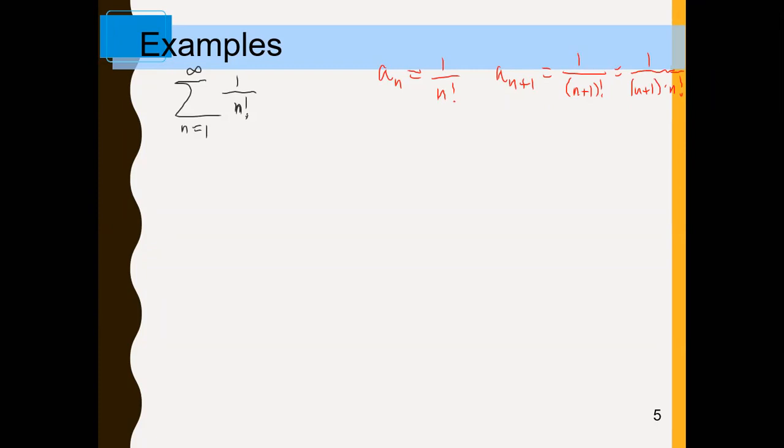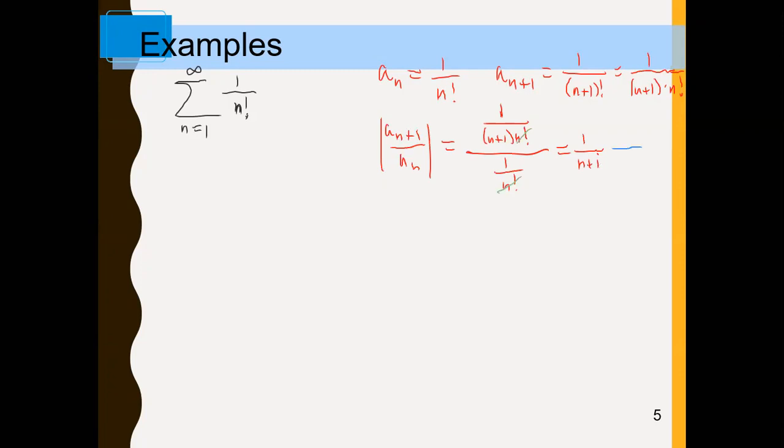So then you went like this: a sub n plus 1 over a sub n, and I guess we could put absolute values, but you know what I mean. Let me write down what you have here, divided by 1 over n factorial. What happens to the n factorials? Those cancel completely, and all you're left with is 1 over n plus 1. And then you take the limit as n goes to infinity.